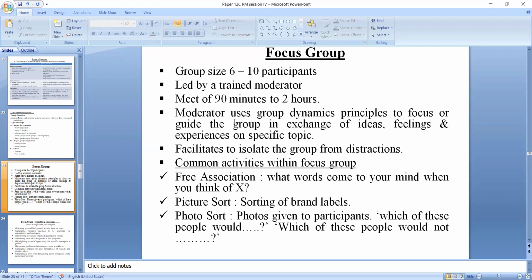In FGDs, there was a group of ladies, and I had given, as a research methodology, I have done shop floor visits also.